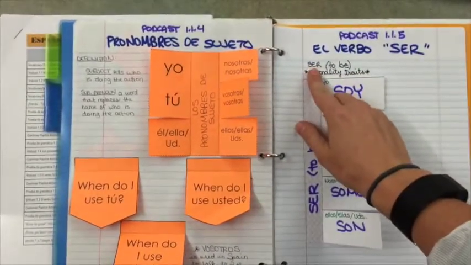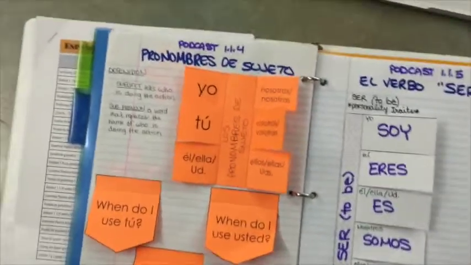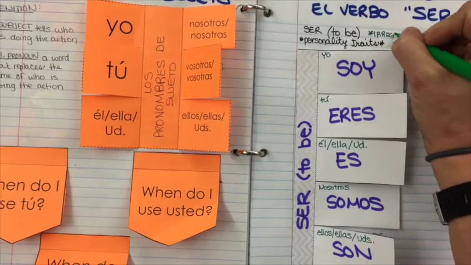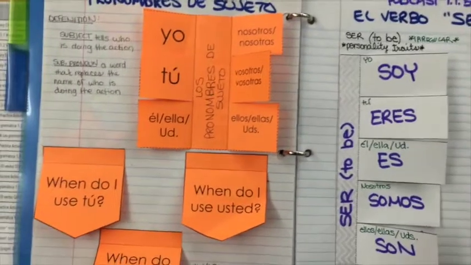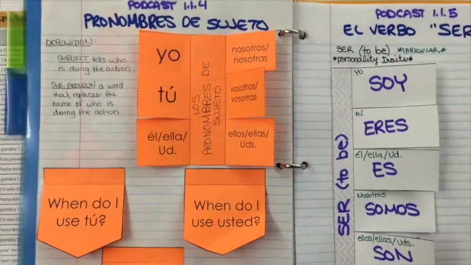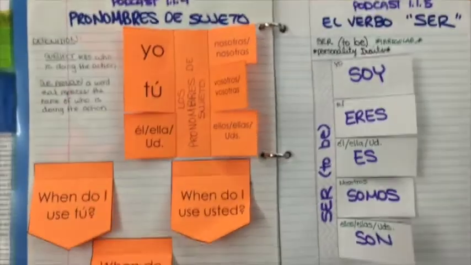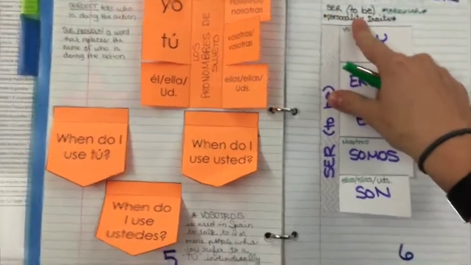So first, ser is one of the first verbs we're going to learn. It is actually an irregular verb. And it means to be. We've been using it all units so far to describe people's personality traits. So that's how we're going to use ser for now. Make sure you get written down ser and to be.